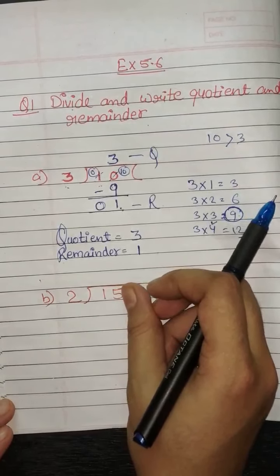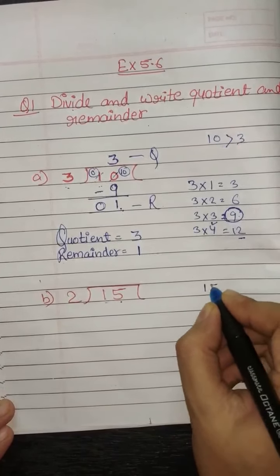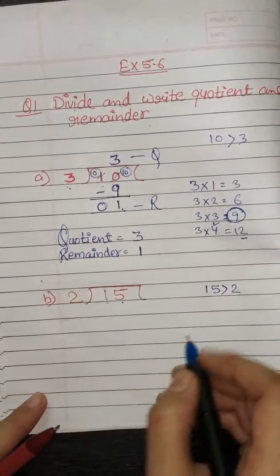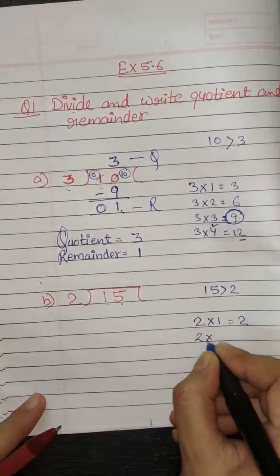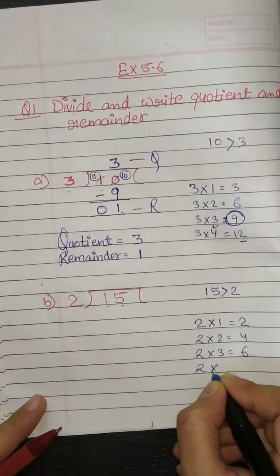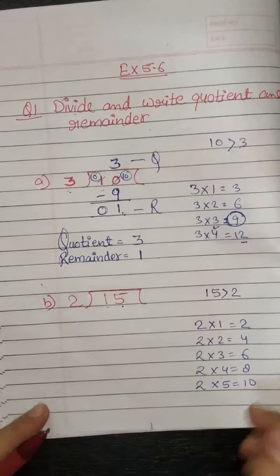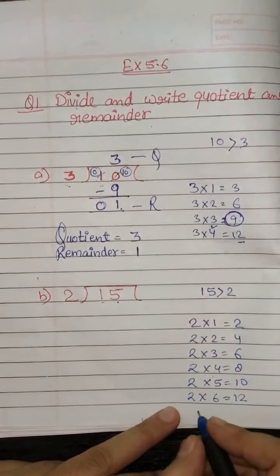So I'll shift and I'll take one more digit, that is 5. Now the number will become 15. Now you know that 15 is greater than the divisor, that is 2. Now we can start with the division. Let's read out the table of the divisor. 2 1s are 2, 2 2s are 4, 2 3s are 6, 2 4s are 8, 2 5s are 10, 2 6s are 12, 2 sevens are 14.